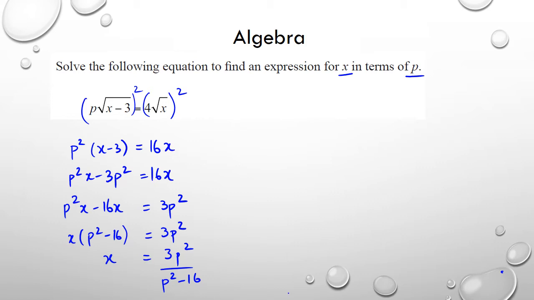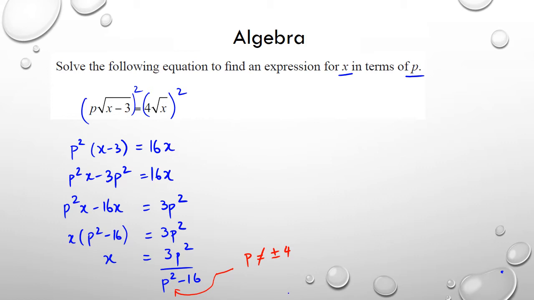Now, looking at the answer schedule, one of the things they mention is that you must write down that p can't be positive 4 or negative 4. The reason is that if you put 4 in, 4 squared is 16, and 16 minus 16 becomes 0. So this doesn't actually exist. You can't have a number divided by 0, and therefore it's going to give you an invalid answer.